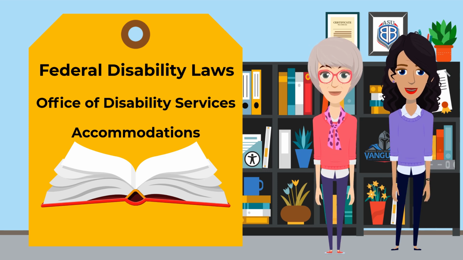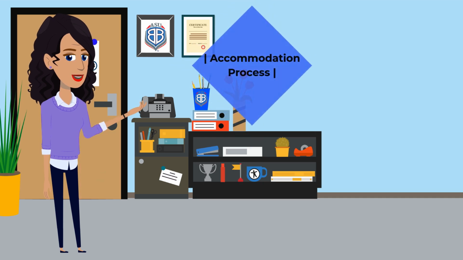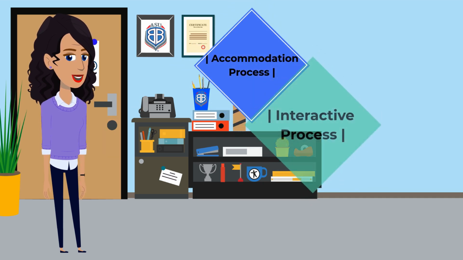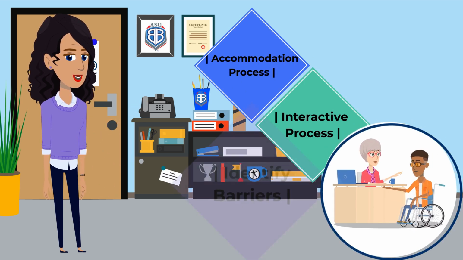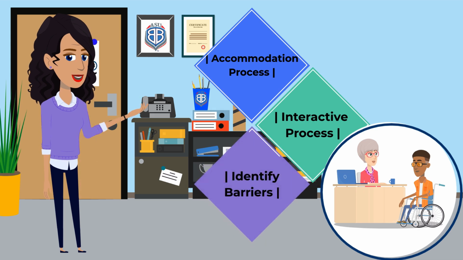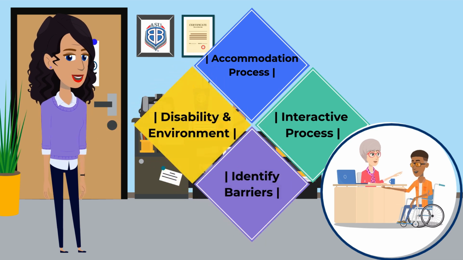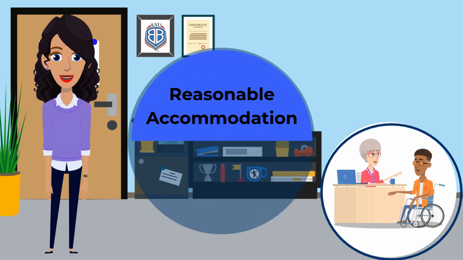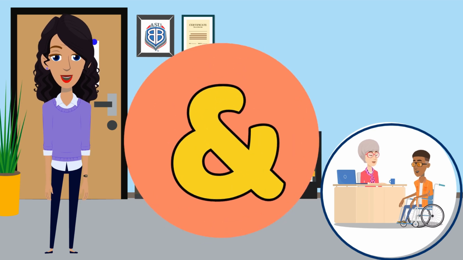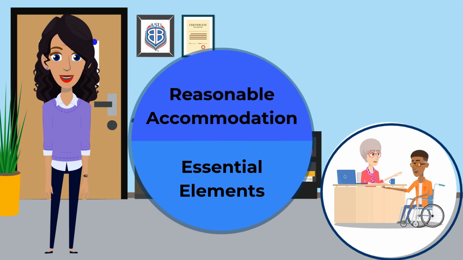Before we explore the most frequently approved accommodations, let's discuss how accommodations are determined. Accommodations are determined through an individualized interactive process between the student and the office. The interactive process focuses on identifying barriers caused by the intersection between a student's disability and the college's learning and physical environment. The office engages with the student to consider what reasonable accommodation can help remove or reduce these barriers, while ensuring that essential elements of a course, program, or service are not compromised.